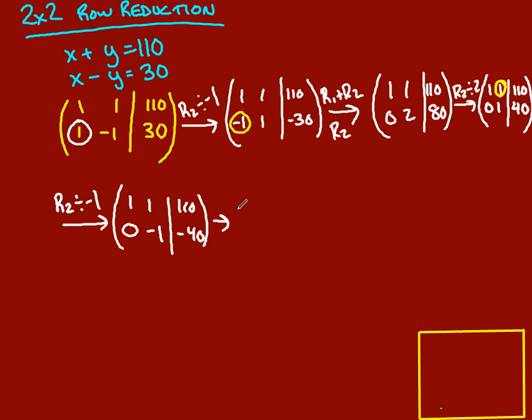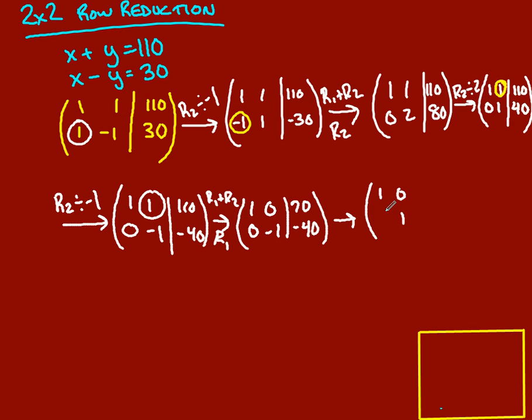Because now I can combine these two rows, combining row 1 and row 2. I want to plug it into row 1 because this is the entry I want to make into a 0. When I add them together, I get 1 and 0, because 1 and -1 is 0, and 110 plus -40 gives me 70. This becomes 0, -1, -40. So everything above the pivot position is now a 0. Now I just need everything to be 1s on the diagonal. The first row is already in that shape, so I have nothing to do there. The second row, however, I just need to divide by -1 again to make it 0, 1, and +40. So my answers here are x equals 70 and y equals 40.